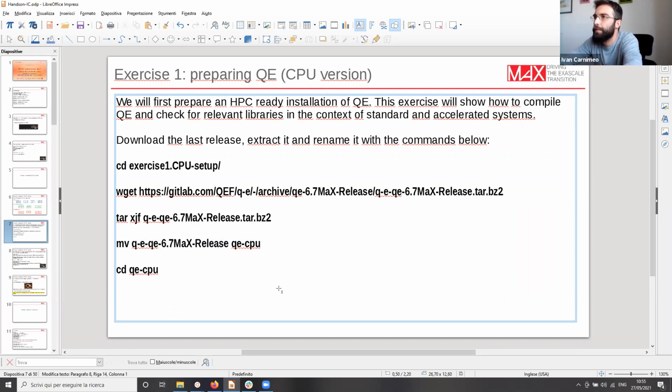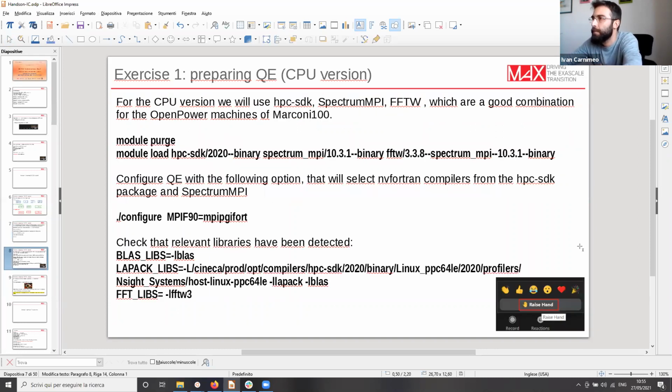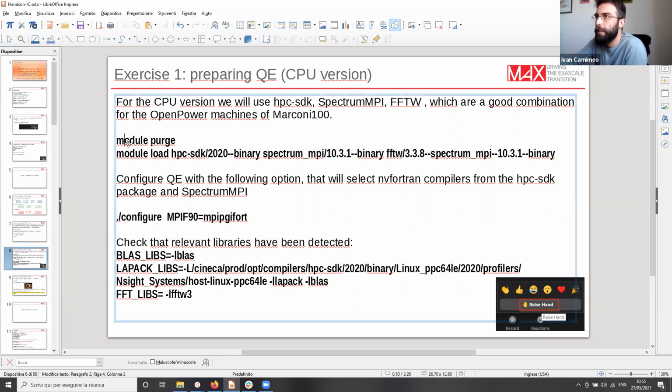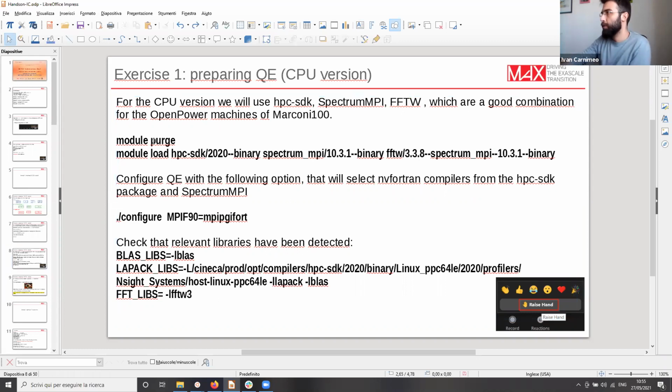Once you have done it, you can load the environment. So we can load the libraries that we will be using to compile this version of Quantum Espresso. In the cluster there is a module system. So with module purge, you just remove all previously loaded module files. So you clean your environment. Then we load only the modules that are needed for the compilation.